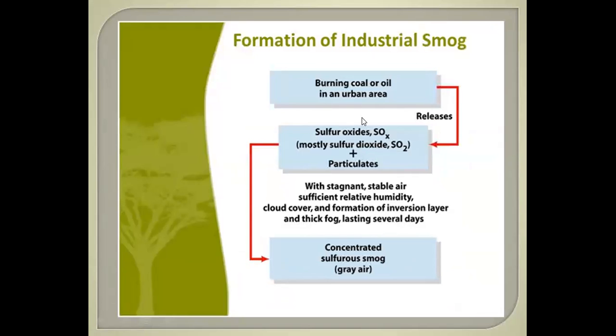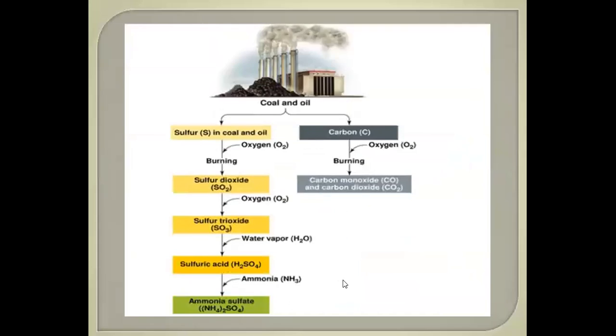Formation of industrial smoke. It actually comes from the burning of coal or oil in urban areas, which releases sulfur oxides, mostly sulfur dioxide, combined with particulate matter, with stagnant, stable air, sufficient relative humidity, cloud cover, and formation of an inversion layer and thick fog lasting several hours. There is concentrated sulfurous smoke of gray color, which is seen early in the morning mostly.